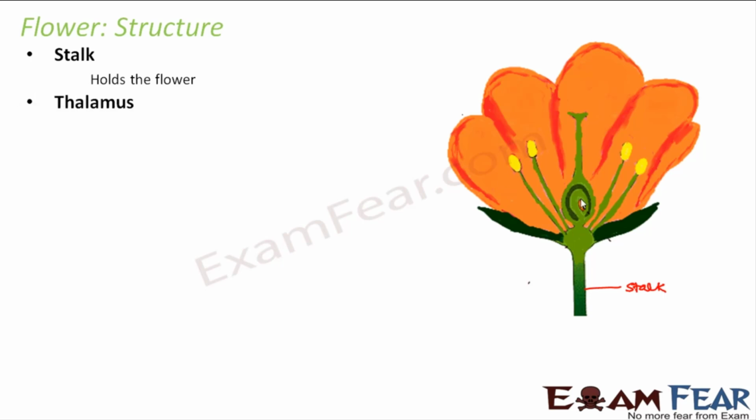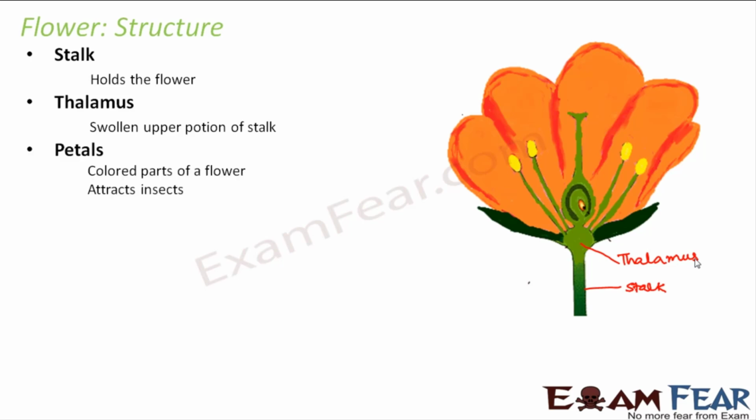Next is thalamus. Just towards the end of the stalk, at the top of the stalk, you see a swollen structure, right? This swollen structure is the thalamus. So it is the swollen upper portion of the stalk. What does the thalamus do? Since the thalamus is a swollen portion, the entire structure of the flower can properly sit over this thalamus.